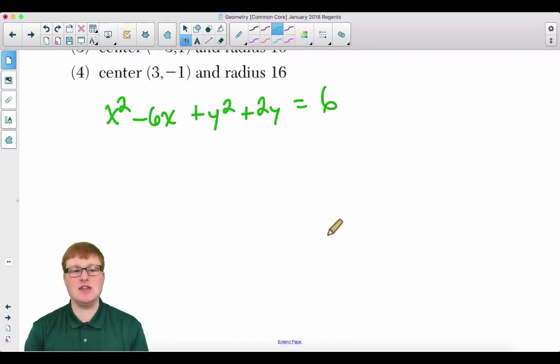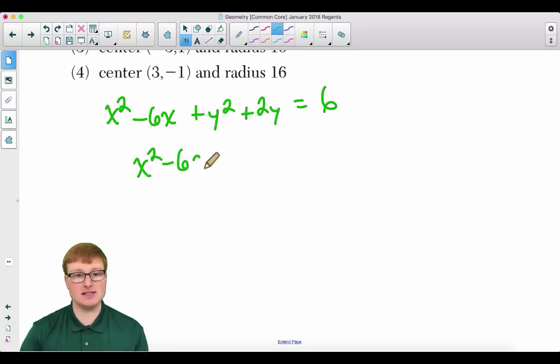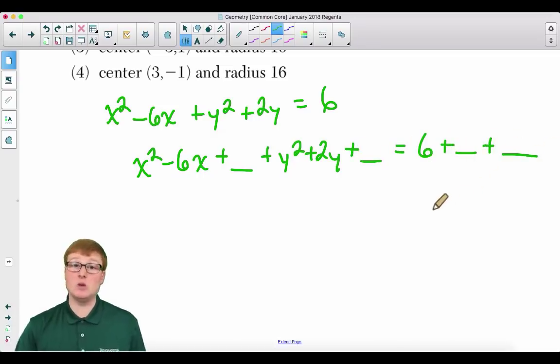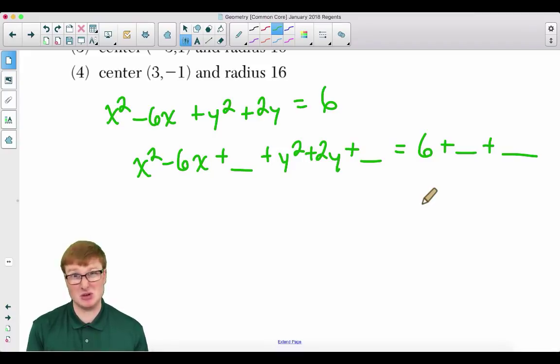So now that we just did that, let's go ahead and insert blank spaces or boxes if you want to, and let's go ahead and complete the square. So we get x squared minus 6x plus something plus y squared plus 2y plus something is equal to 6 plus something plus something. And again, what you do to one side, you must do to the other. The reason I'm inserting those boxes is you're trying to acquire a perfect square trinomial. In that case, you need to complete the square to do it.